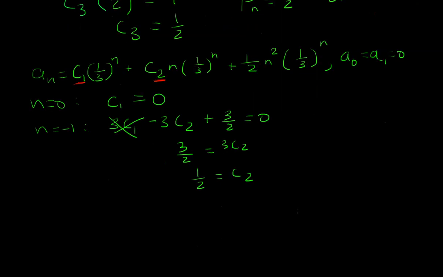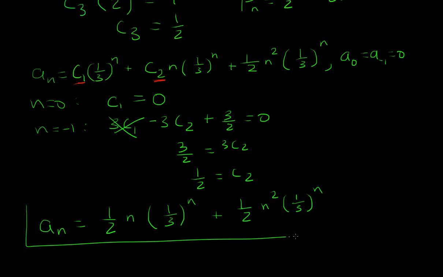So then we just go back to the solution. C1 was 0, so get rid of that. C2 is a half, and then combine that with the particular. The particular solution was (1/2) n² times (1/3)^n. And so this is the final answer.